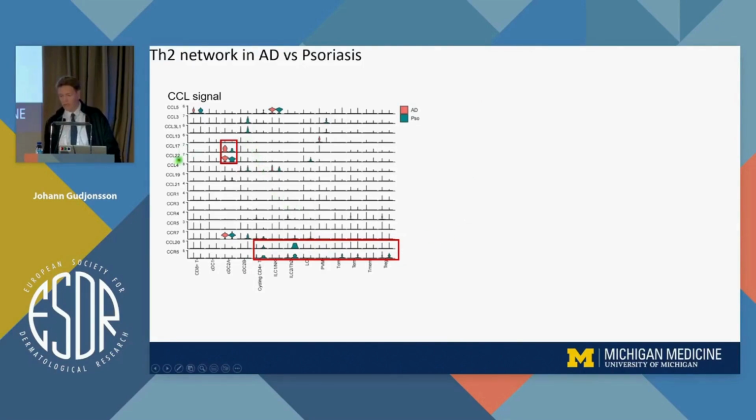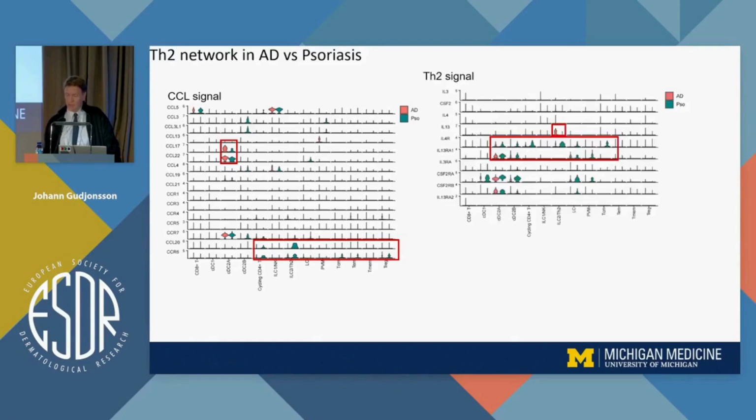So if you look at CCL17 and CCL22, here we're comparing atopic dermatitis in red and psoriasis in green. You can see that these two chemokines are higher in atopic dermatitis. But the ones that drive Th17 responses, such as CCL20, which is a chemokine for Th17 cells, or CCR6, which is the receptor on those cells for CCL20, are much more dominant in psoriasis.